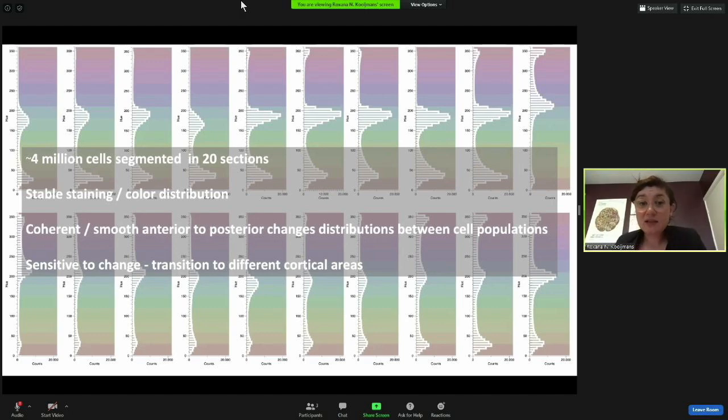which you can see in the color distribution. These are segmentations performed on raw images, and yet the location of the 3 peaks is extremely stable across different sections and even across different human donors. It is coherent. You can see smooth anterior to posterior changes in the distributions between the 3 peaks.